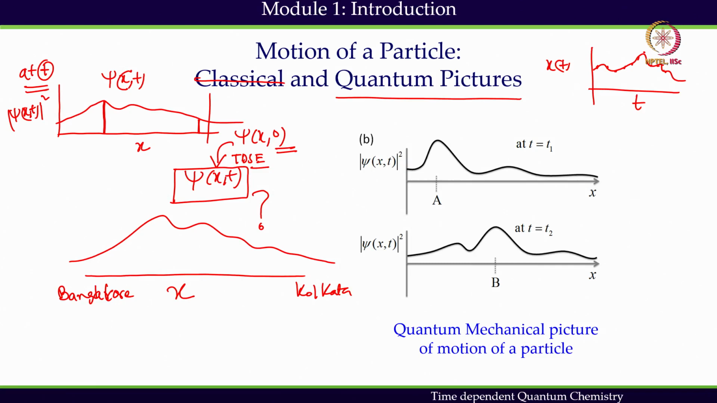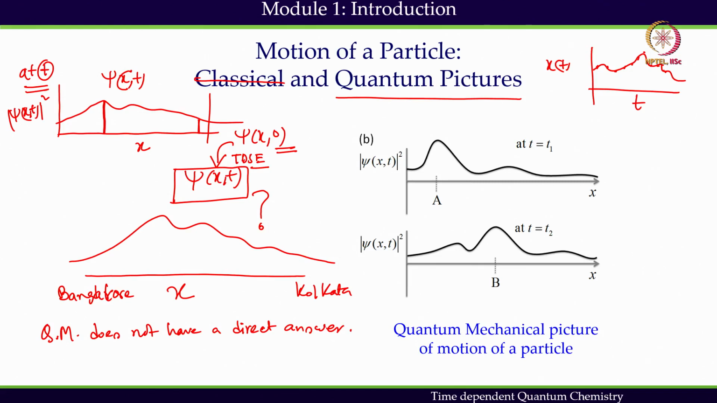So quantum mechanics doesn't have any direct answer to this question: where is the particle? If I ask this question, where is my quantum particle? Is it in Bangalore, in Kolkata? There is no direct answer. The only answer quantum mechanics gives is a statistical answer. Statistical answer, what does it mean?